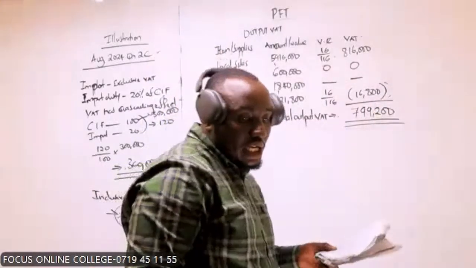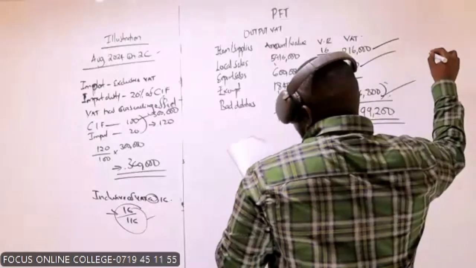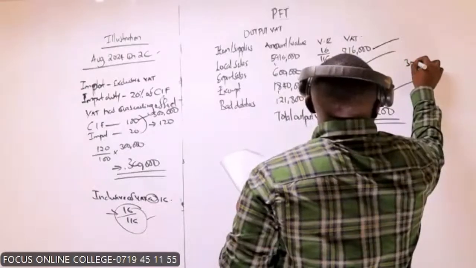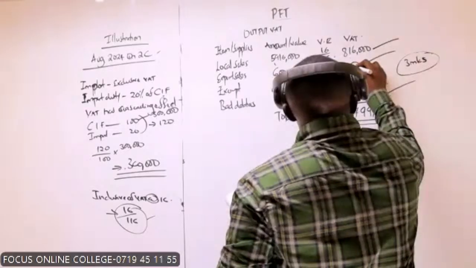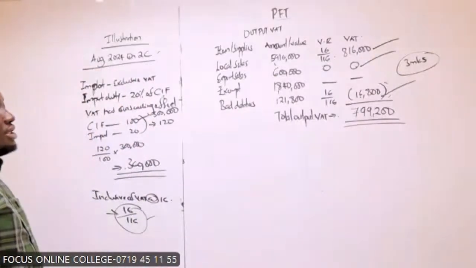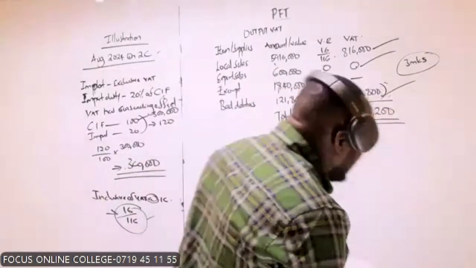How many marks was that? 3 marks. So 1, 2, 3. So it was how many marks? 3. So those are 3 marks. That's how we have to claim 3 marks. So this entry will give you 3 marks together. So next is what's called deductible input VAT.